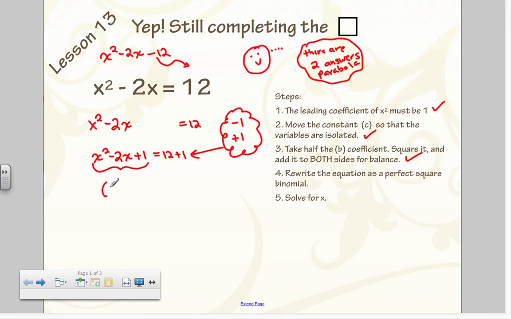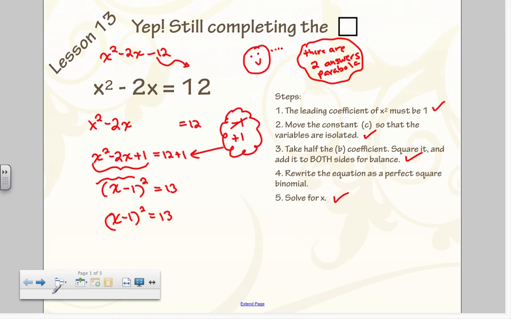I'm going to rewrite that as a binomial, and that's where this negative 1 comes in. Right? This binomial squared gets me that quadratic. So here I have x minus 1 quantity squared equals 13. Now I'm going to leave it like that because I have to solve for x. I want to actually figure out what x is.